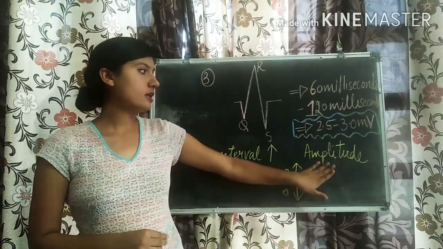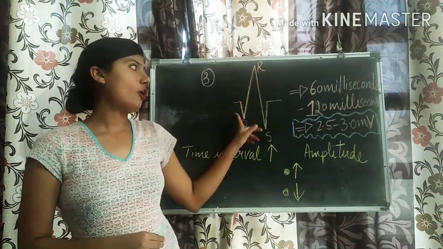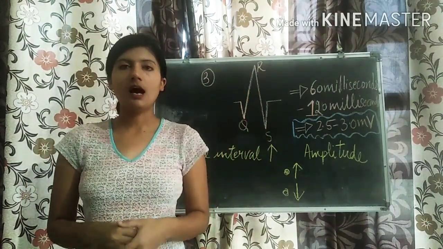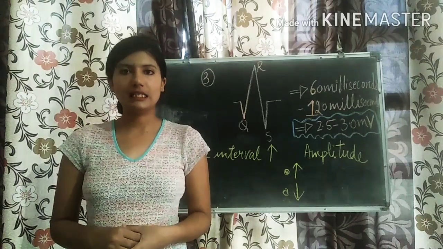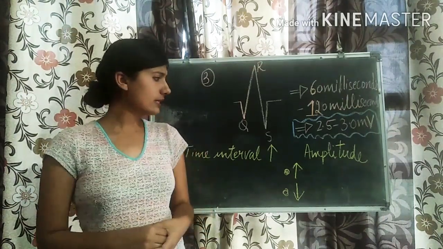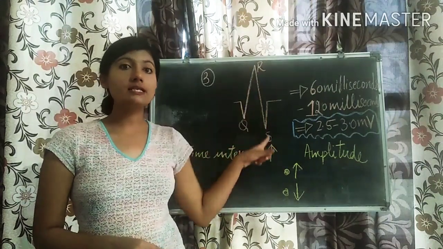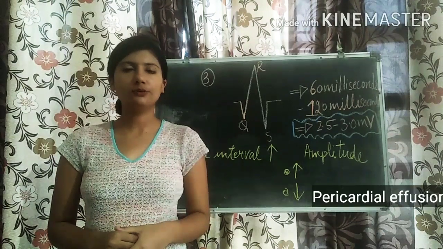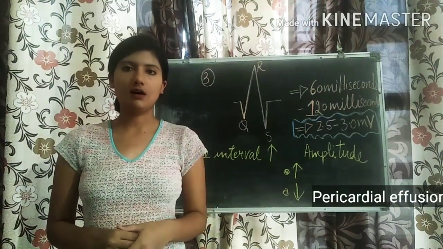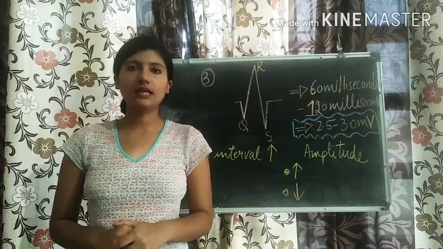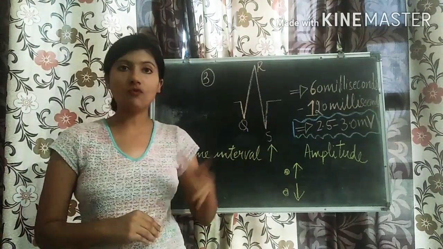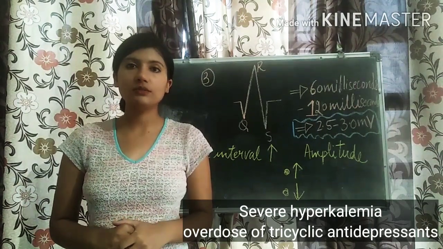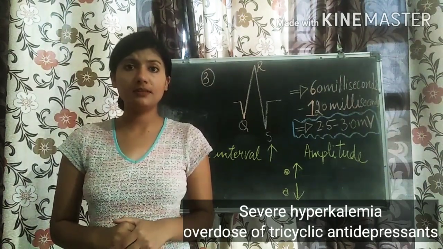Second condition, that is an increase in the amplitude of the QRS complex. That can be due to enlargement of the ventricles, hypertrophy of the ventricles, or dilatation of the ventricles. Third condition, that is a decrease in the amplitude of the QRS complex. That can be due to pericardial effusion in the heart. One point that I've skipped here, that is this QRS complex may also widen in conditions of severe hyperkalemia or in overdose of tricyclic antidepressant medications.